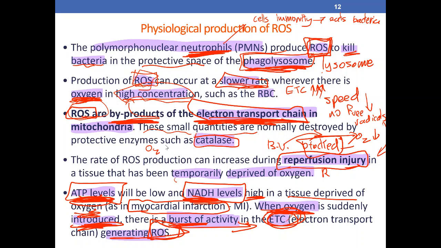Do you want me to repeat again? Or is it clear?